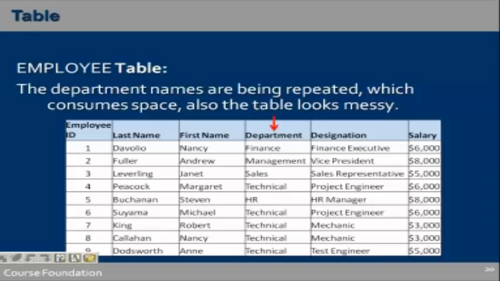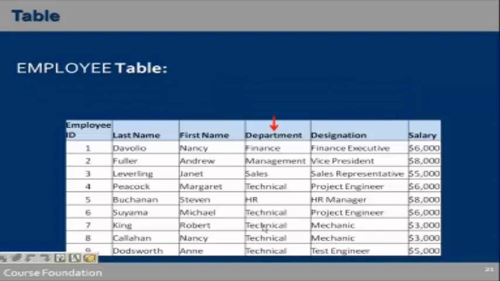Count how many characters are there in this word technical. 9 characters. How many times are we using it? 5 times. What is the total number of spaces? We are taking 45 spaces in order to save this data, right? Okay, let's see how we can reduce it, because here there are just 9 employees.